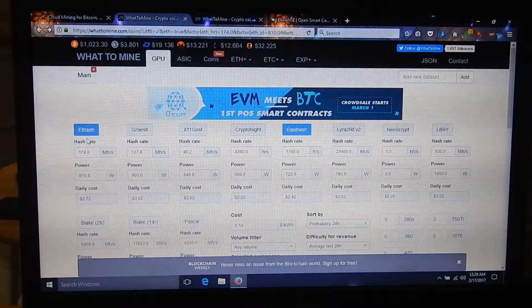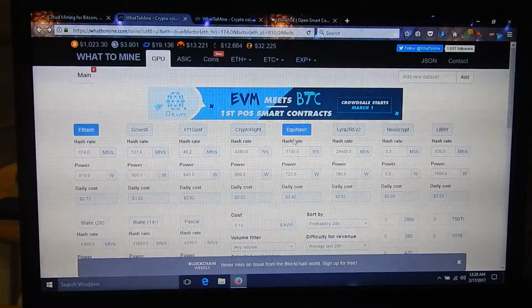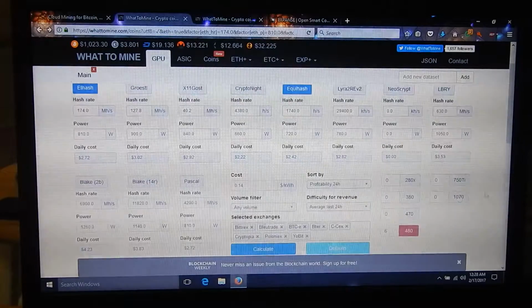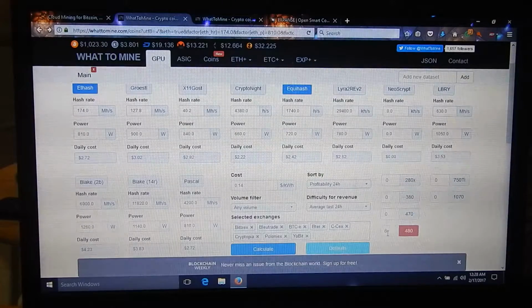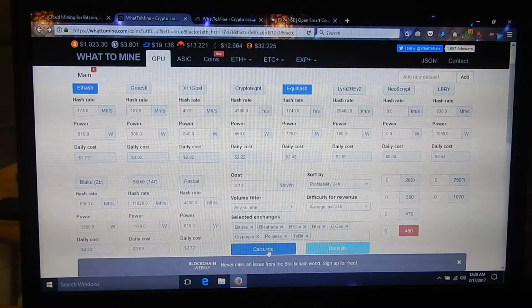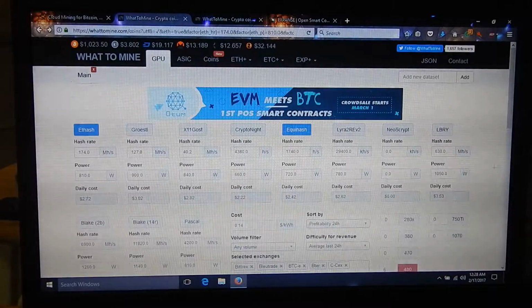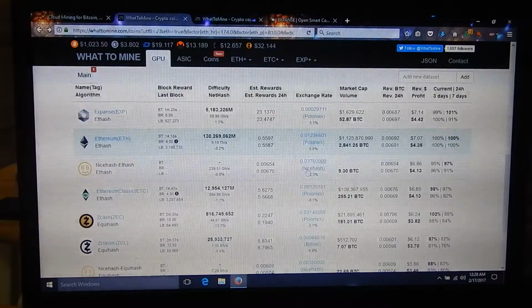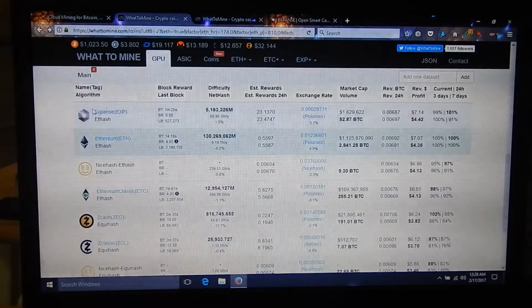I just marked Equihash here, and then I go here, in default I think it's two of these 280Xs, and I got rid of that, and I come over here and I put six RX480s, hit calculate, I'll hit it again, and this is a coin I've been looking at for a while, Expanse.